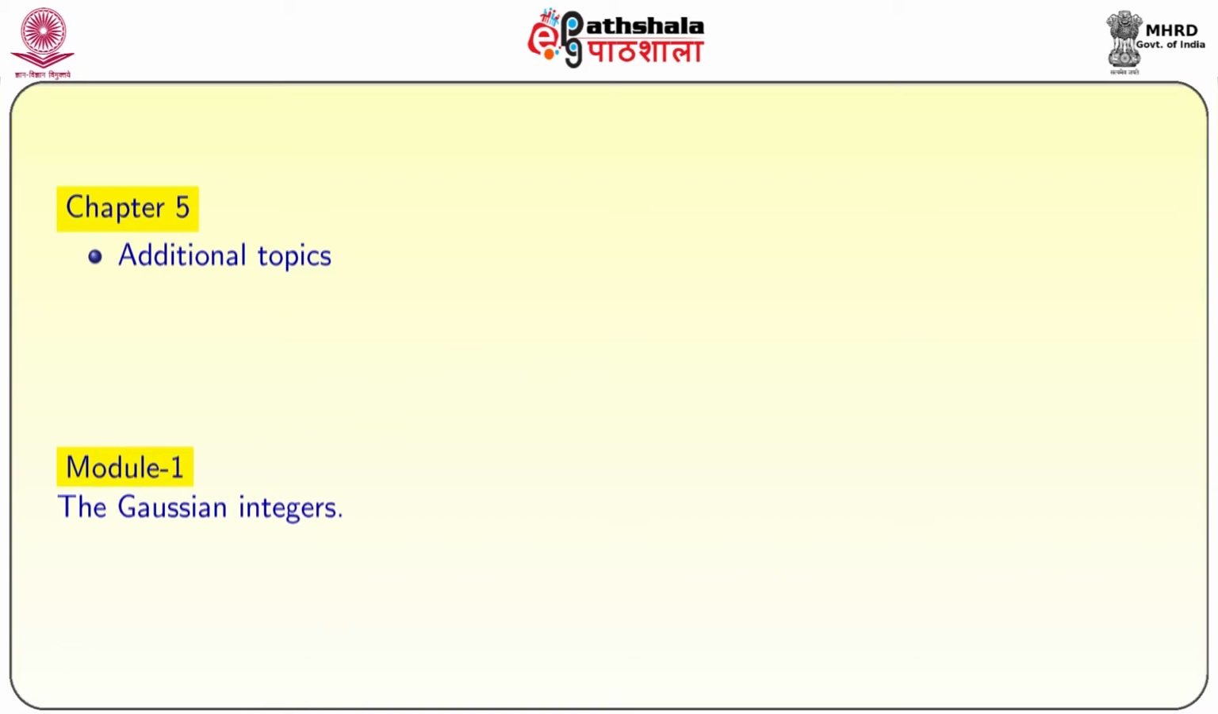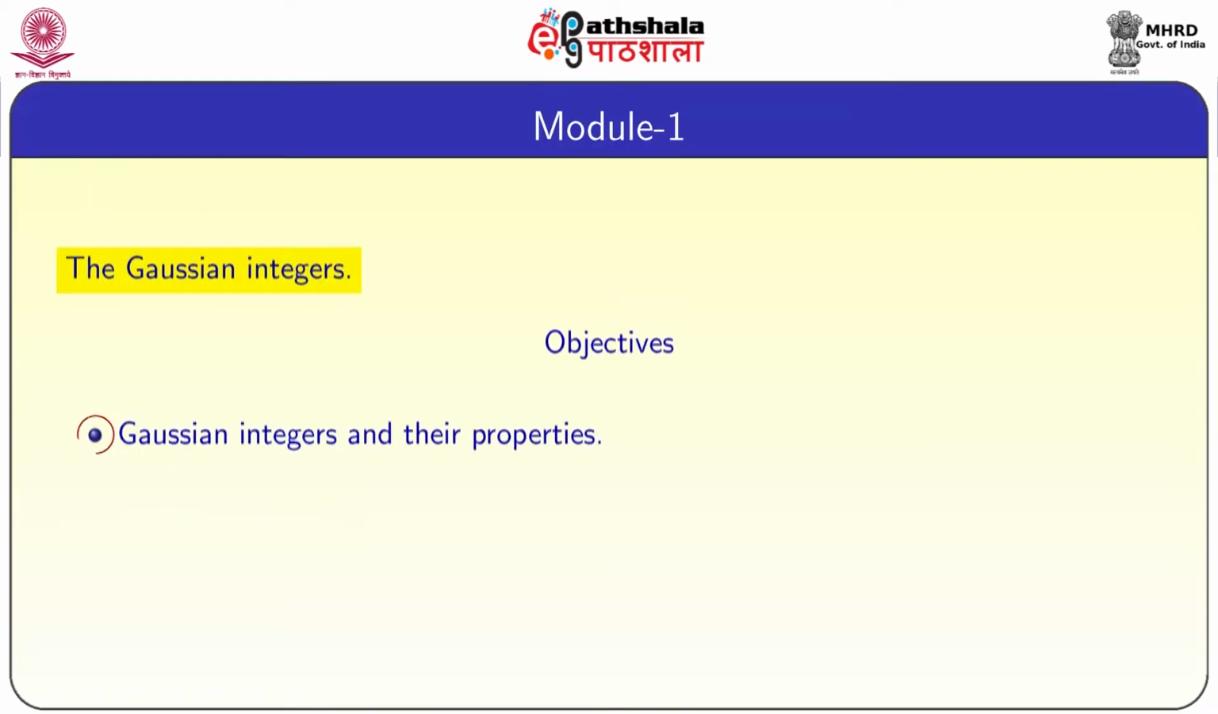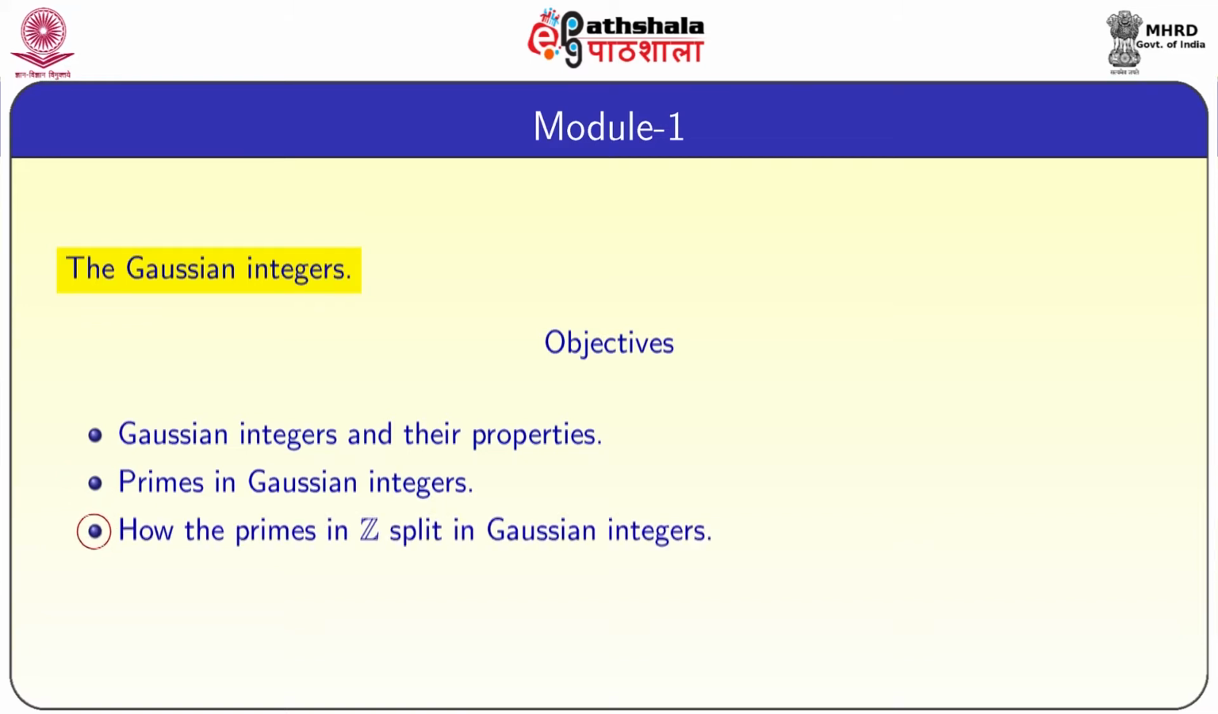The first one, in this module 1, we are going to discuss the set of Gaussian integers. The objectives of this module are: we are going to define what Gaussian integers are and we will see various properties of Gaussian integers, primes in Gaussian integers, and how primes in Z split in Gaussian integers.